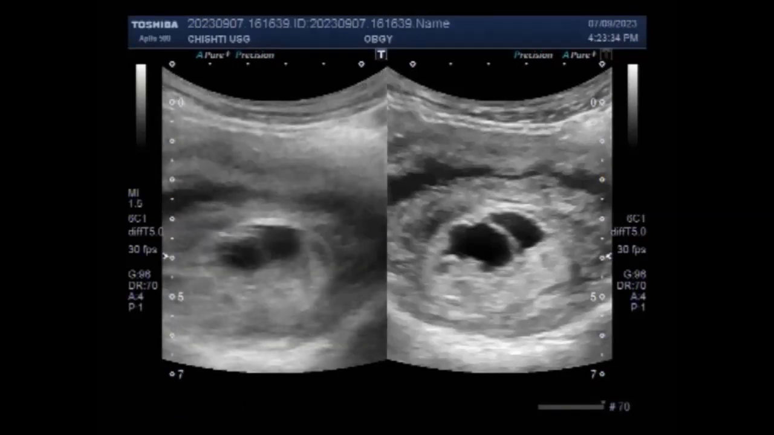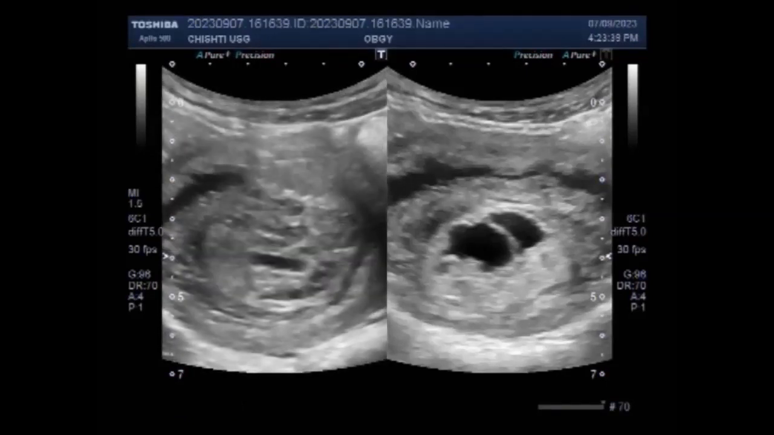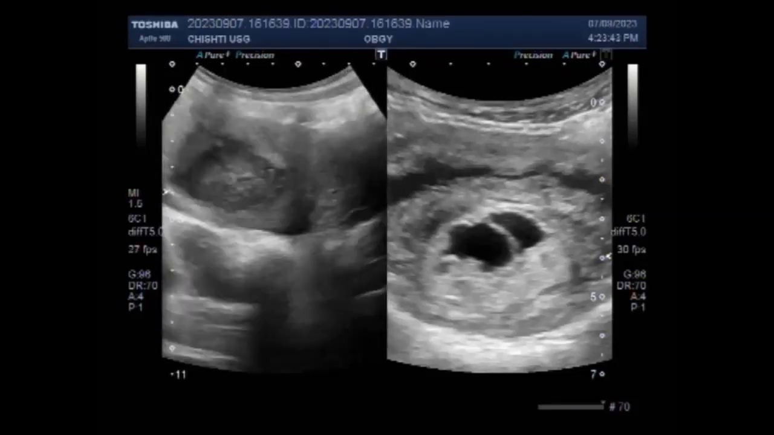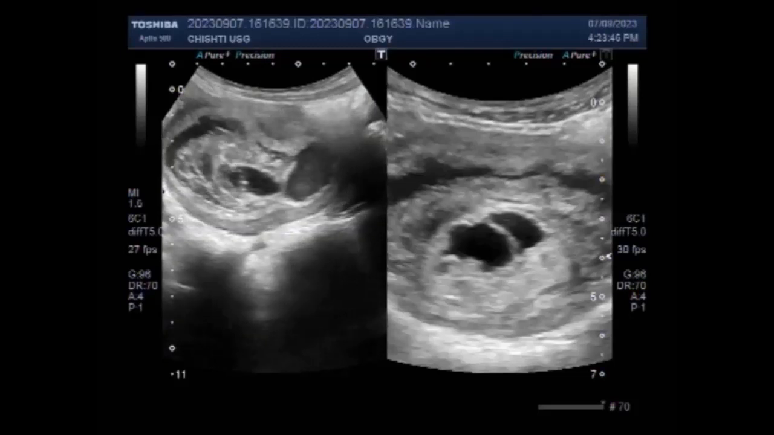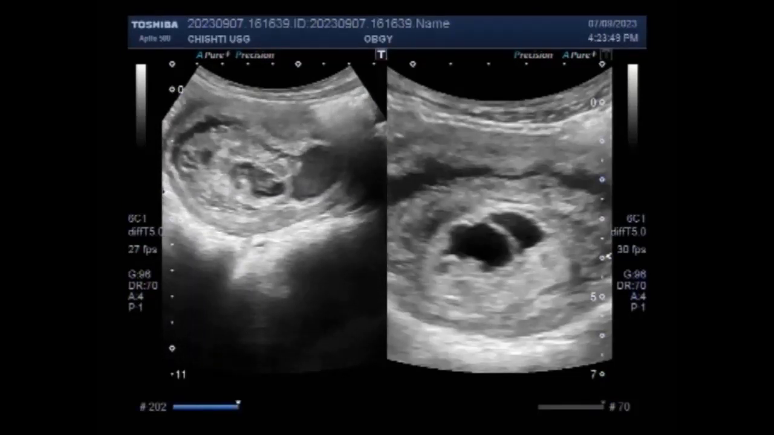If this happens, the patient may be given the choice of letting nature take its natural course or having a procedure called D&C.